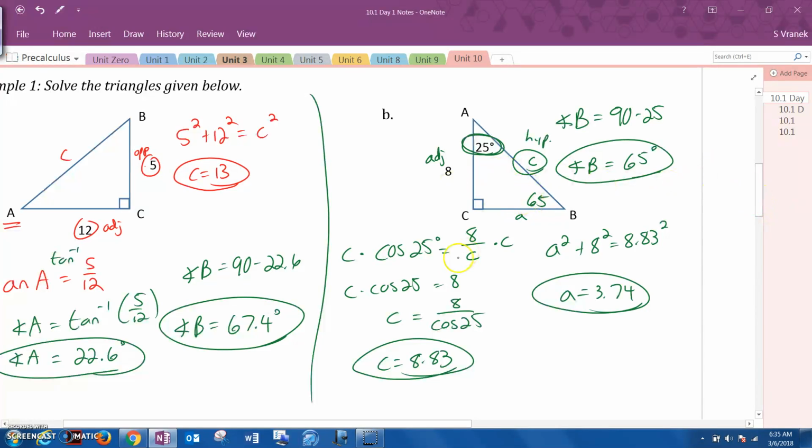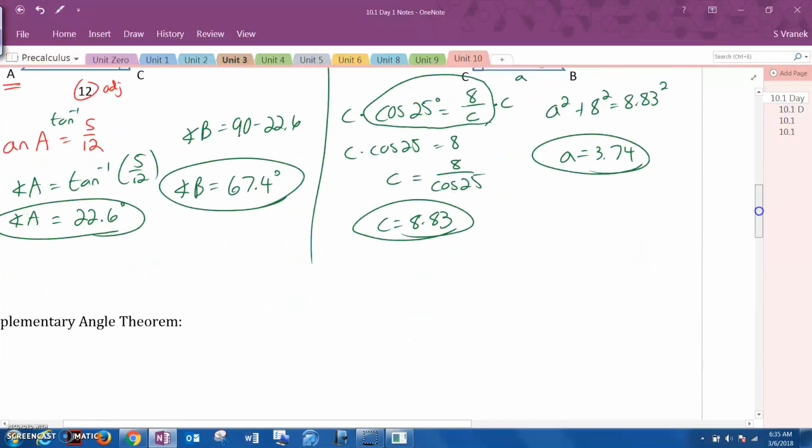So notice how you can set up trig. This is what we set up initially to solve for an unknown. We did it for the angle A, and we did it for side C here. Okay, so that's the thing you're going to practice in your homework.